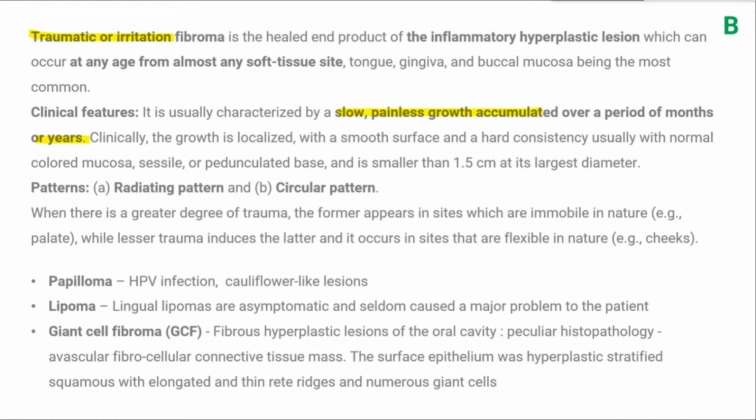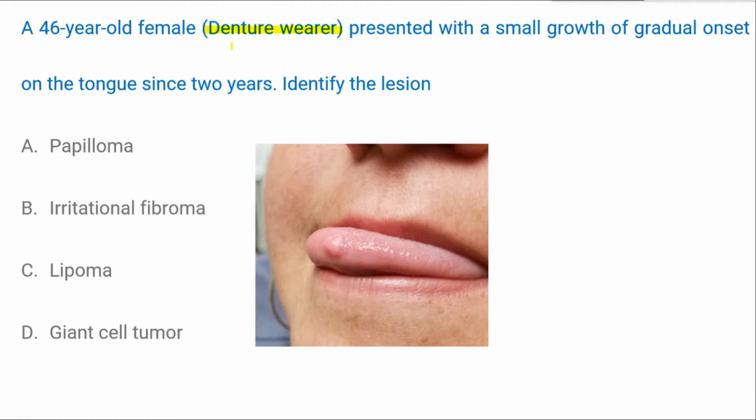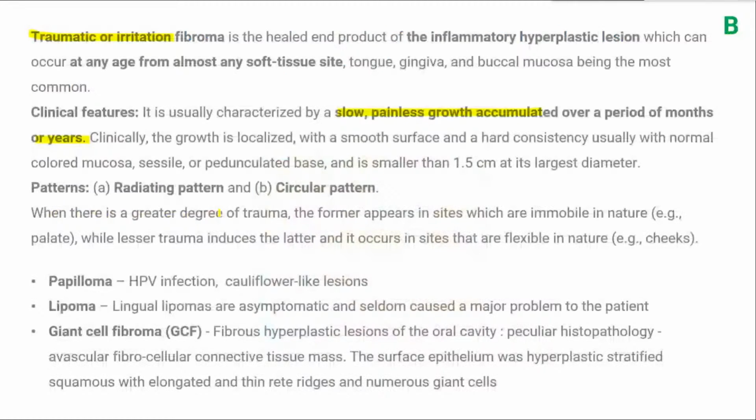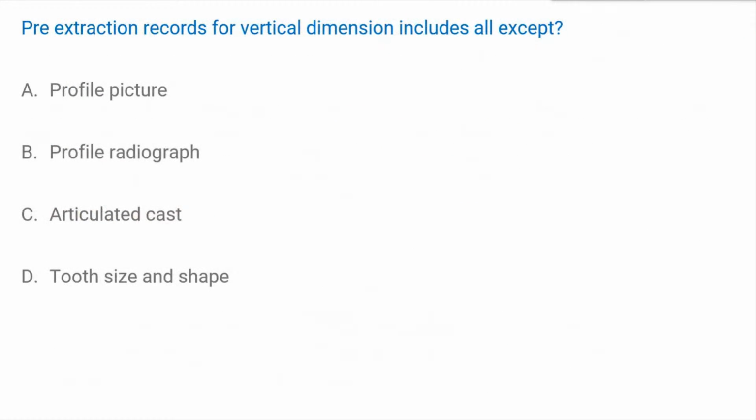Even if oral what was an option, look at the presentation. It is a slow growing mass over a chronic period of time due to some kind of irritation, so this will probably lead you to irritational fibroma. So that is why B, possibly B. We'll move on to the next question.